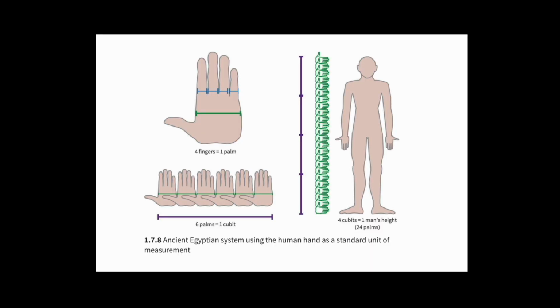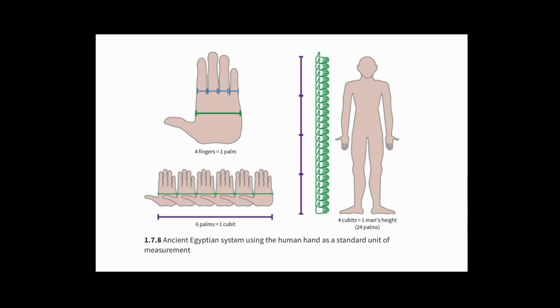Different ancient civilizations have different versions of what the perfect proportion was and how you should measure it. In ancient Egypt, the palm of the hand was a unit of measurement. Here, 4 fingers equals 1 palm, 4 palms equals 1 cubit. 4 cubits should be 1 man's height. So that's 24 palms high in the ancient Egyptian system.